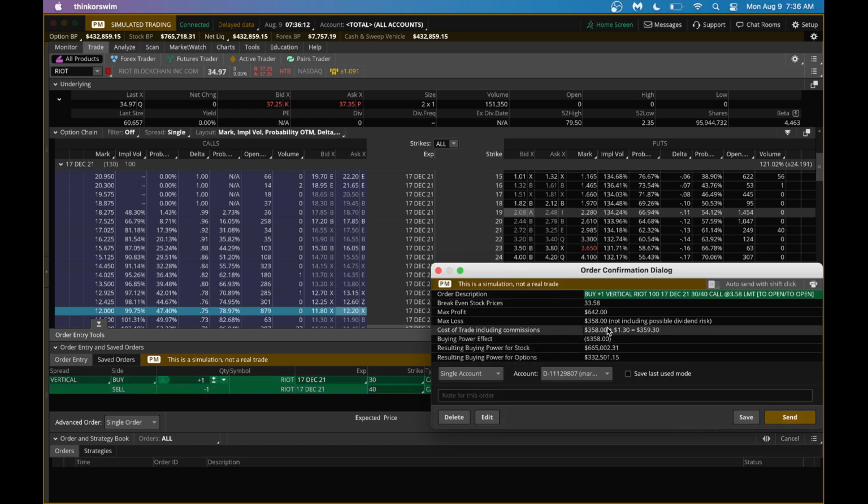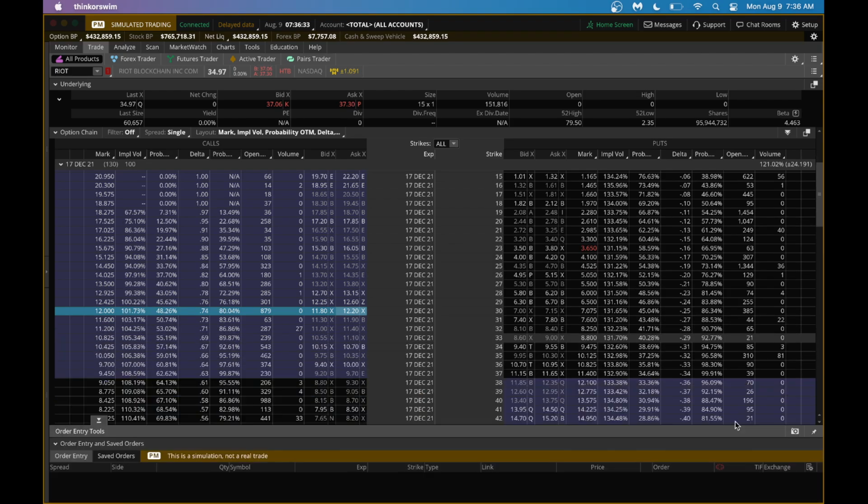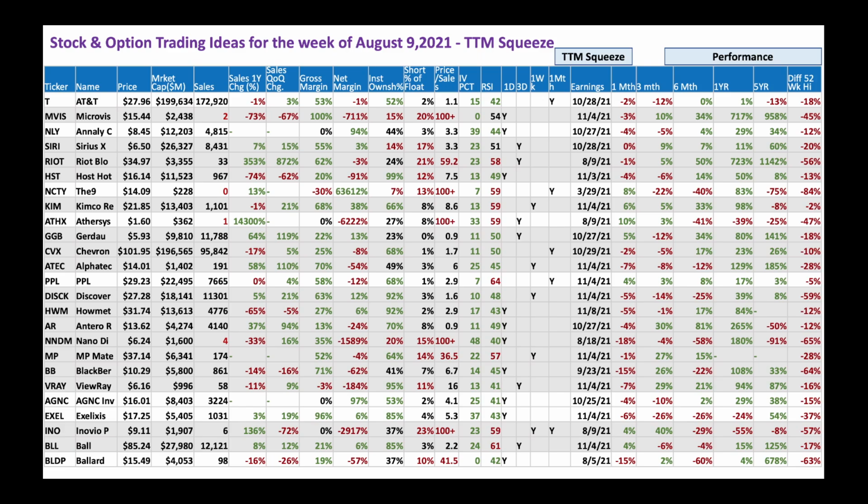So you're paying $3.58 to make $6.52. And your break-even price is 33.58. That's below the current stock price. So this is a conservative strategy. Your max profit is capped, but your max loss is also capped. So with that, you could confirm and send this and go from there. Probably look at one or two more stocks and go from there.